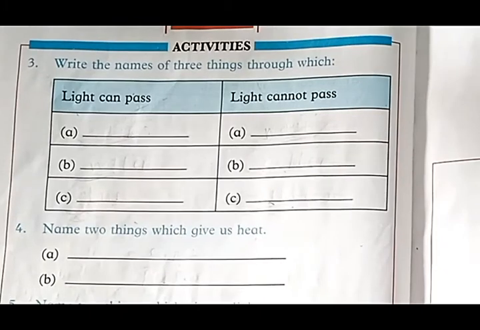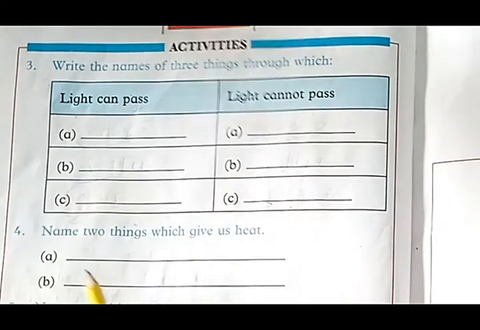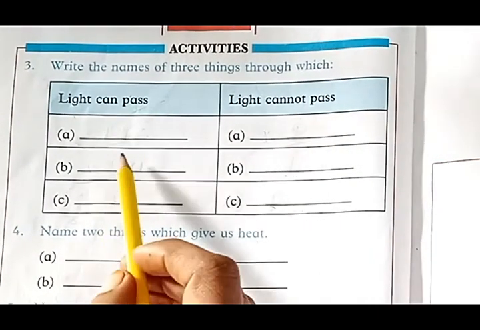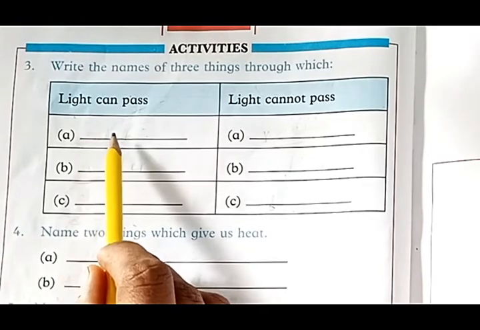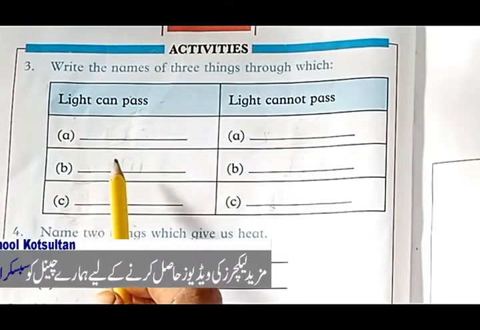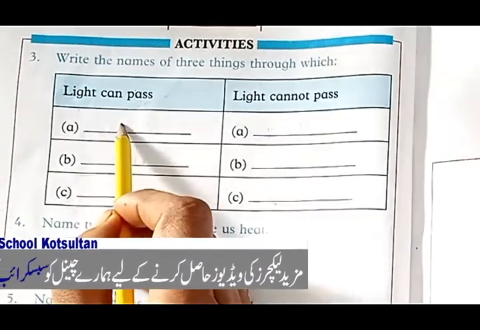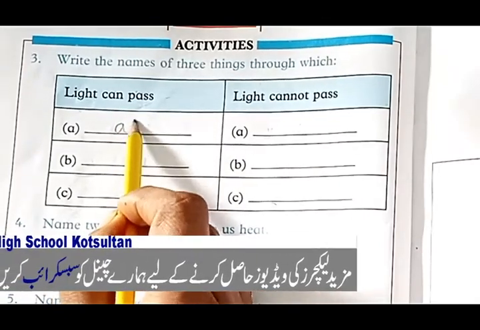Now let's turn the page. Okay, this activity is about we need to write the names of 3 things through which light can pass. Let's imagine. Can light pass through wood? No. So what will we write here? Light can pass through air. We will write air.